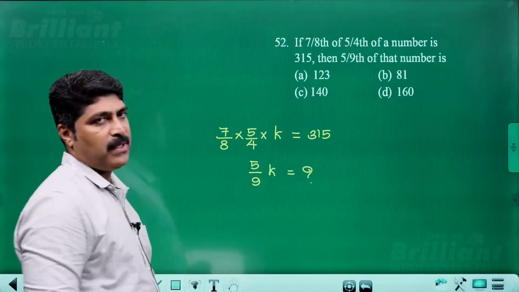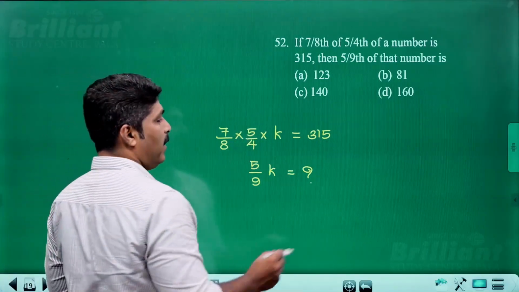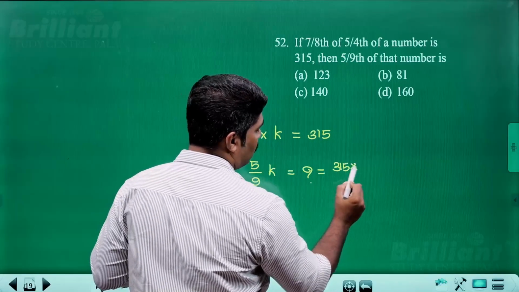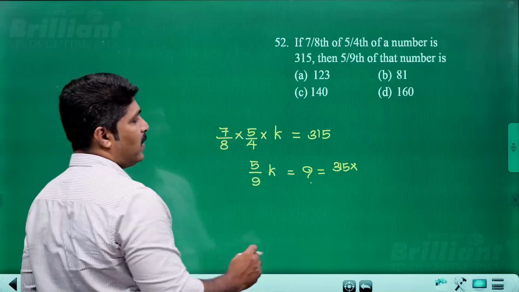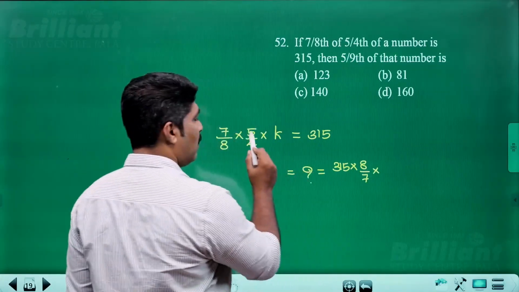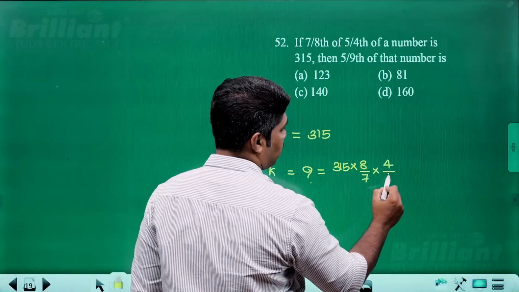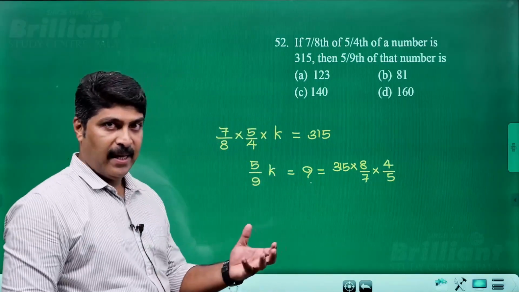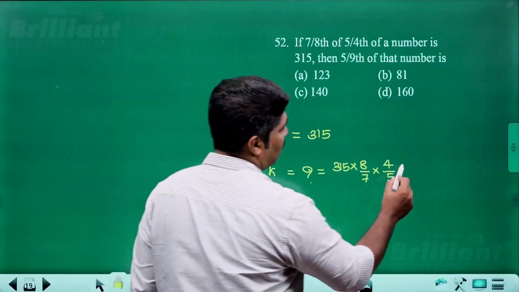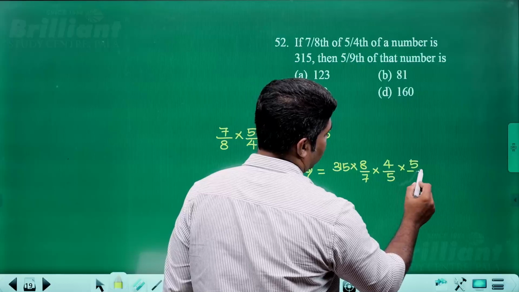How to do it? From this first step, we can find out what is k. So this is 315 into the reciprocals of these values. This is 8 by 7 and this is 4 by 5. This is k. And we are going to find out what is 5 by 9 of k. So just multiply it by 5 by 9.